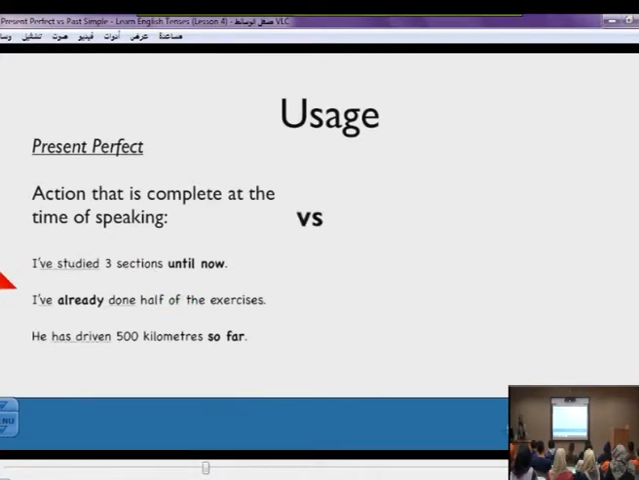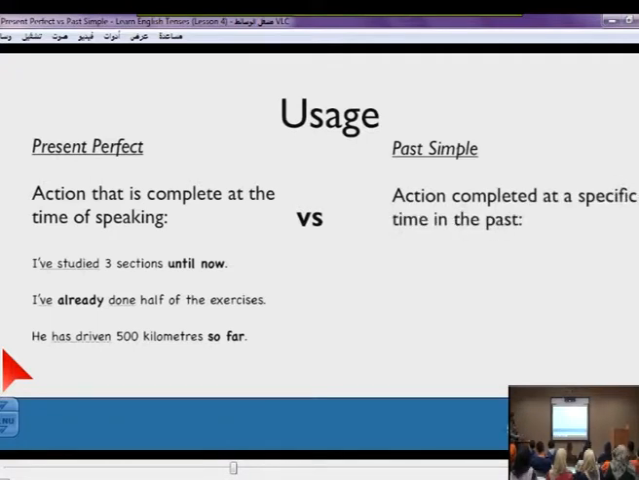Let's look at the past simple. Past simple is similar to present perfect in that it also refers to a completed action in the past. Completed. But this time, there's a clear reference to the specific time of the action in the past.